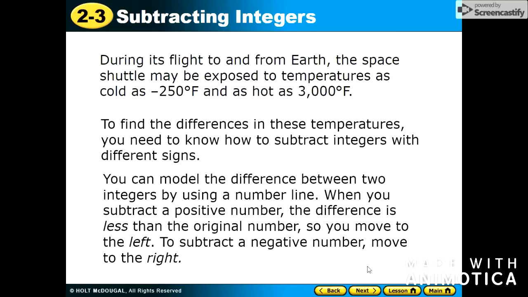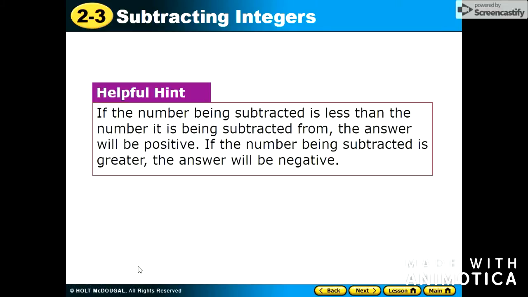Okay, it says when you subtract a positive number, the difference is less than the original number. So you move to the left. Yeah, that's pretty well known. You know, if we had a number line and we started with 5 and we subtracted, we were always moving to the left on a number line to get smaller. But now what's a little bit new is it says to subtract a negative number, you actually move to the right, which kind of sounds backwards, but I'll show you why that is in just a second.